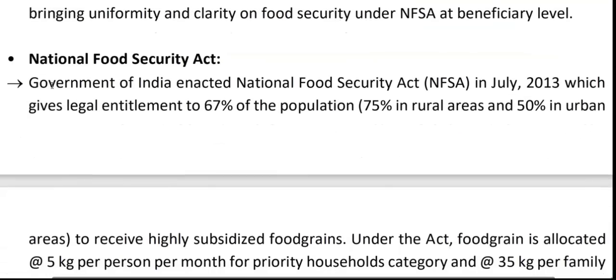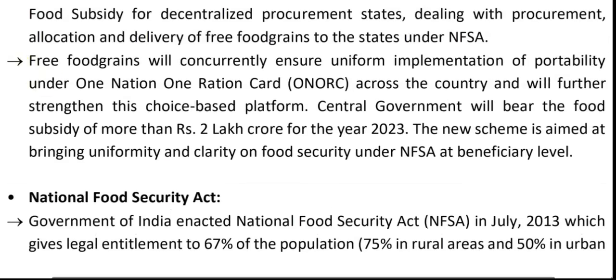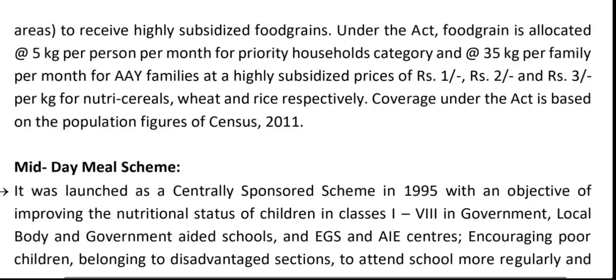Now let's move on to the National Food Security Act. What is the National Food Security Act? This act provides coverage of up to 75% of the rural and up to 50% of the urban population for receiving highly subsidized food grains under the targeted public distribution system. The beneficiaries fall into two categories: priority households and Antyodaya Anna Yojana households, each entitled to 35 kg of food grains each month.